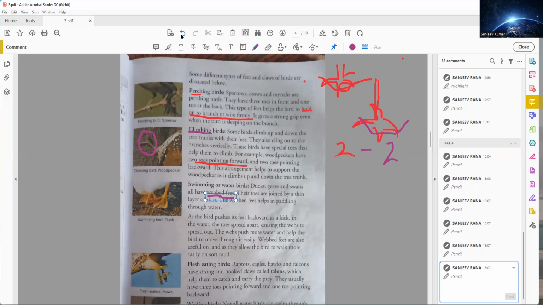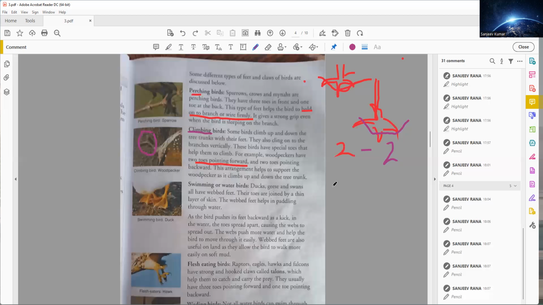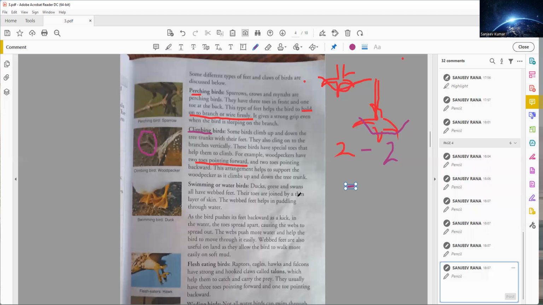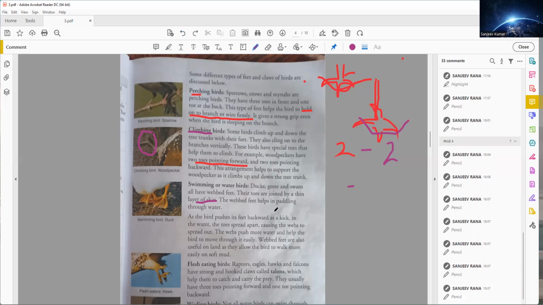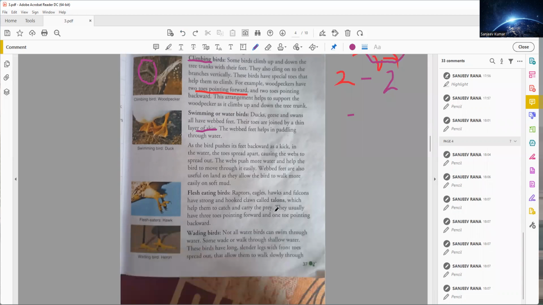Okay, they are the ones which have webbed feet. Their toes are joined by a thin layer of skin, and this helps them to pedal through the water. Pedal, like the pedal of a cycle, has to be flatter. So this helps in pedaling through the water. What happens with the flattening? They are able to move that water backwards.